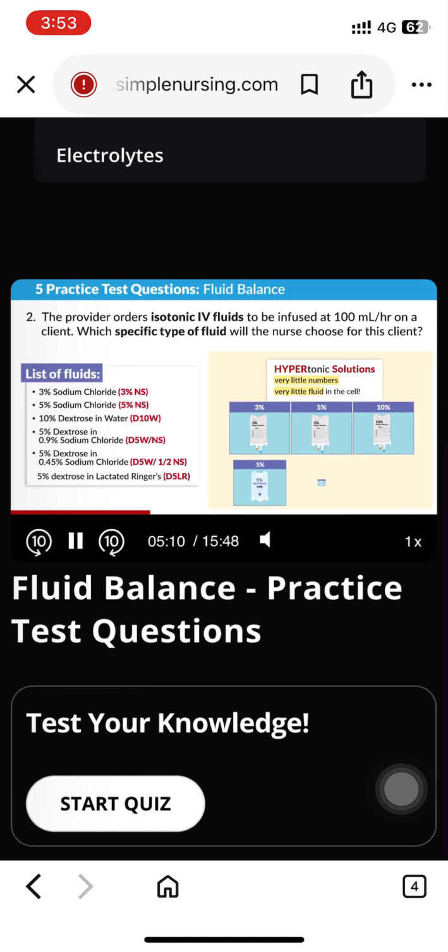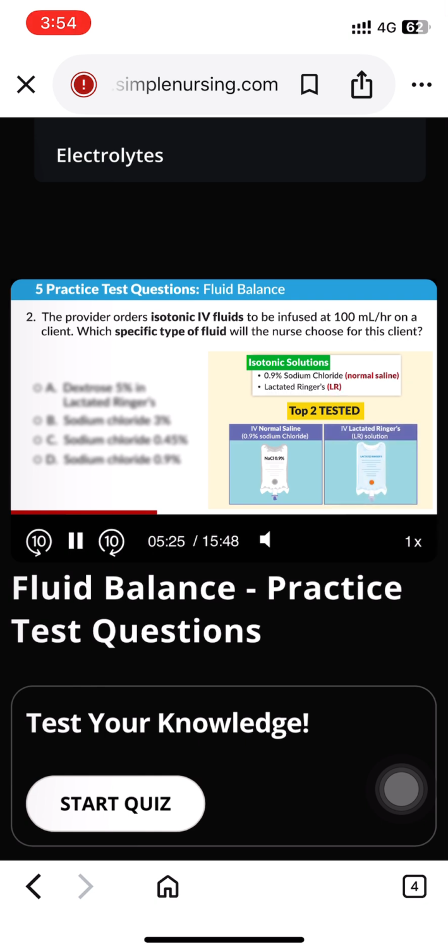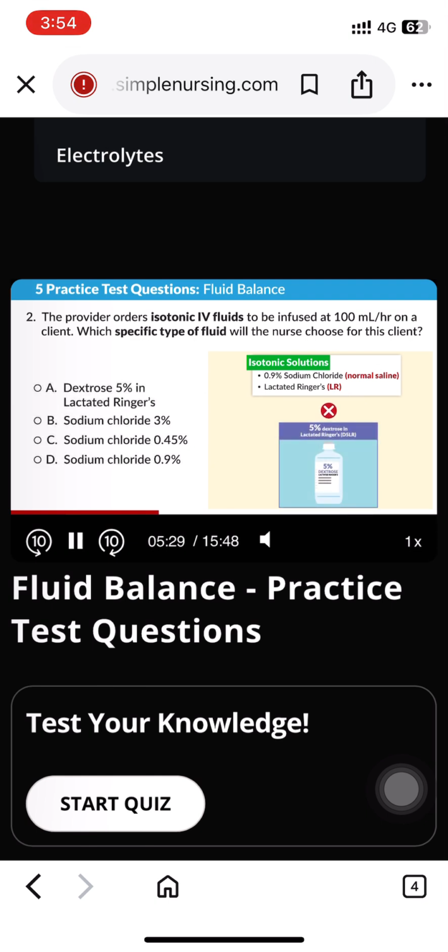A bunch of 3s, 10s, 5s, not a lot of numbers as compared to hypotonic solutions. But that was a little side note. So once again, isotonic solutions, just remember 0.9% sodium chloride, that's normal saline, and lactated ringers. So looking at our answer options here, option A would be incorrect.